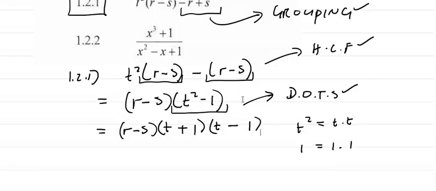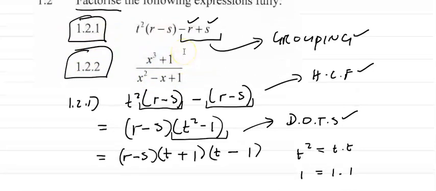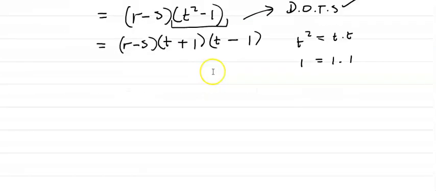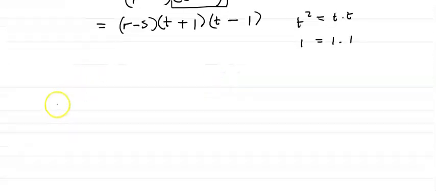Let's look at the next example. 1.2.2, x cubed plus 1 all over x squared minus x plus 1. Now, if you look very carefully, x cubed plus 1 is going to be sum and difference of two cubes, right? Because remember, x cubed is a perfect cube and 1 is also a perfect cube. So let's write that down. 1.2.2.